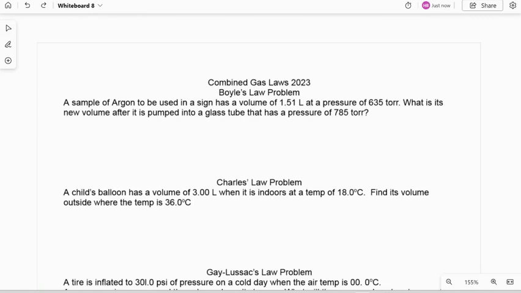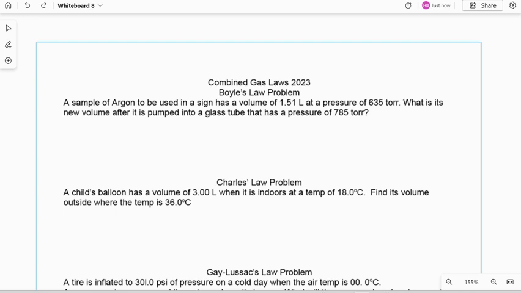Today we're going to learn a little bit about the actual calculations with our combined gas law. We learned about pressure, volume, temperature, and number of moles as variables that are going to be included in these types of problems. And then we're going to do one of each. So the first one says it's a Boyle's law problem, but let's go through how we would know that, even if it wasn't labeled as a Boyle's law problem.